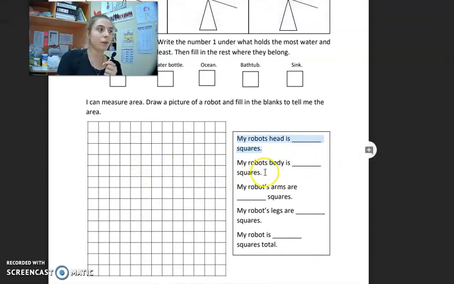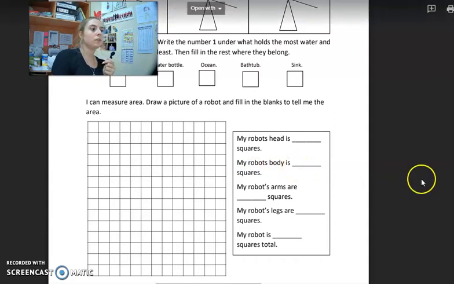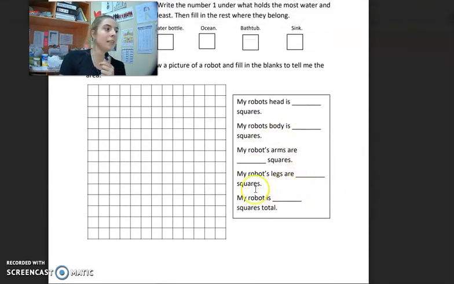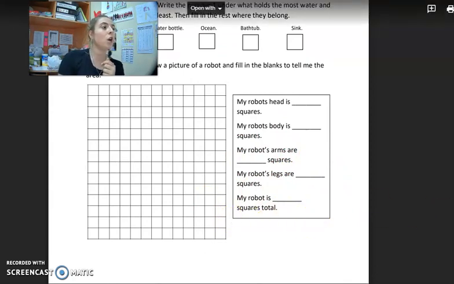What is the area of your robot's head? What is the area of your robot's body? How many squares does the body take up? Same thing for the arms and then the legs. And then after that, you have to tell me the total size of your robot. How many squares total your robot is? What is the total area?